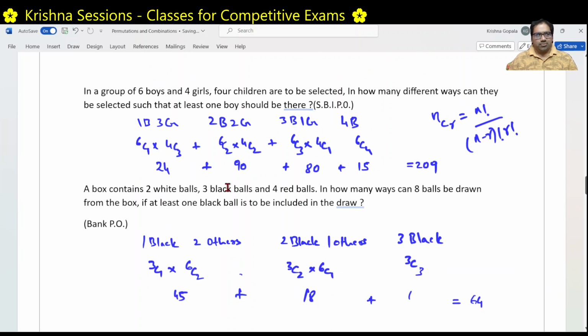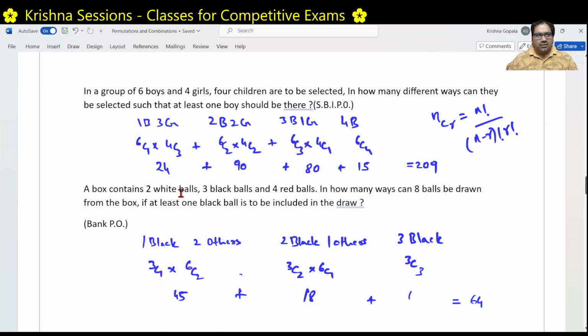Similarly, let's look at the next problem. A box contains 2 white balls, 3 black balls, and 4 red balls. Total how many? 4 plus 3 plus 2, 9 balls. In how many ways can 8 balls be drawn of these 9 from the box if at least one black ball is to be included in the draw? Similar problem. Here we are not worried about how many white and red. We are just worried about black.